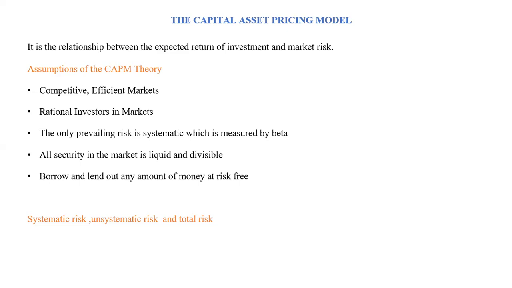Then we have total risk. When you talk of total risk, I would say it's the combination of systematic risk and unsystematic risk. That's why we call it total.